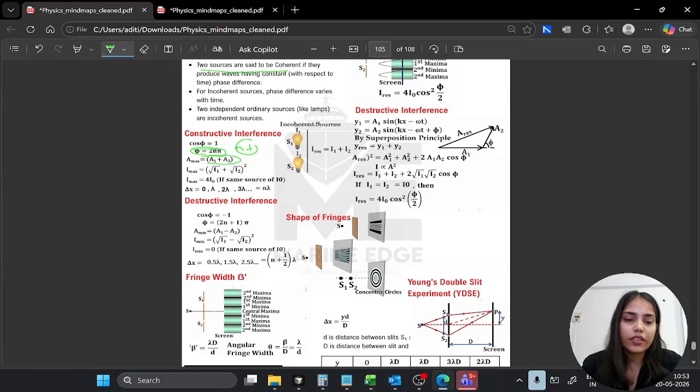Now for destructive interference, the cos phi value is -1. So phi can be (2n plus 1) pi. And in destructive interference, the amplitude is minimum. So A1 minus A2 is the amplitude, and intensity also is minimum in nature.